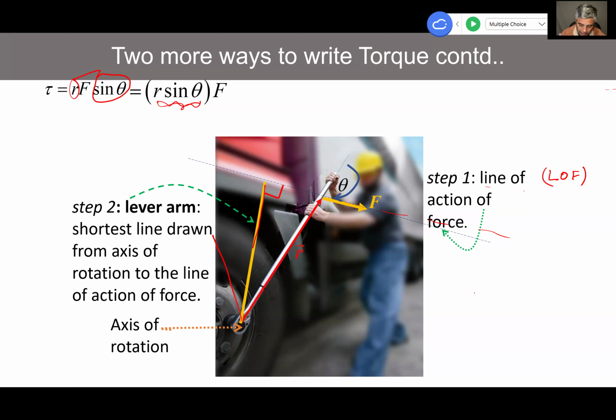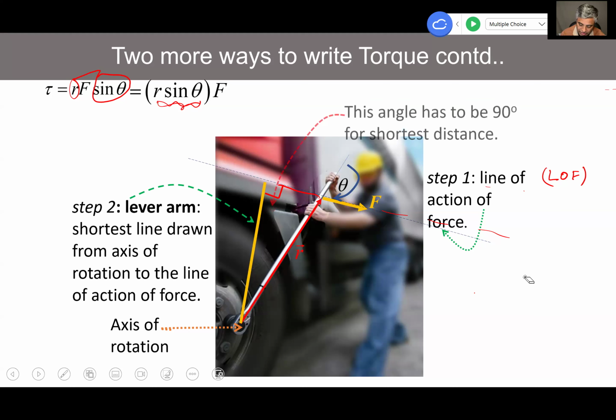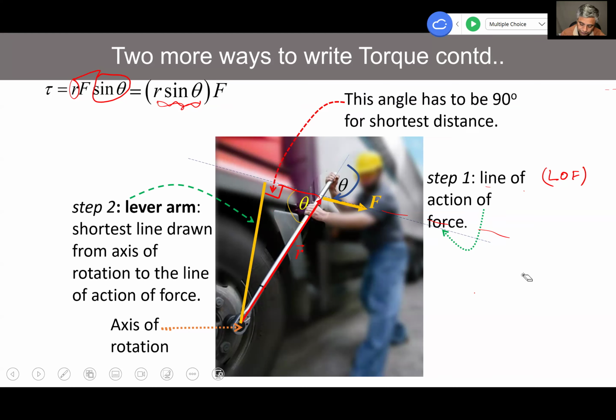So this is called the lever arm. So why is this R sine theta then? Let's try to figure that out. There are these two lines intersecting. This angle is the angle between R and F. If I go inside the triangle now, I see this angle and that angle are the same. So I can say that is theta, same as this.